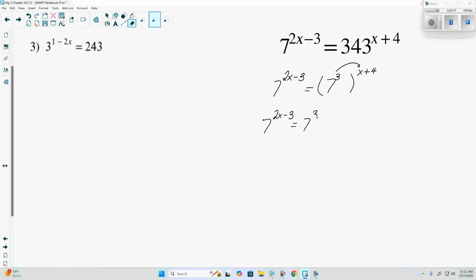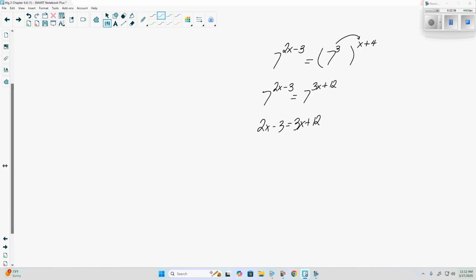And 3 times x would give us 3x. 3 times 4 would give us 12. Again, bases are the same, so the exponents have to be the same as well. So 2x minus 3 is going to equal 3x plus 12. Now we need to solve for the value of x.